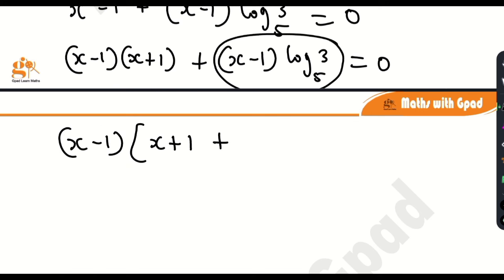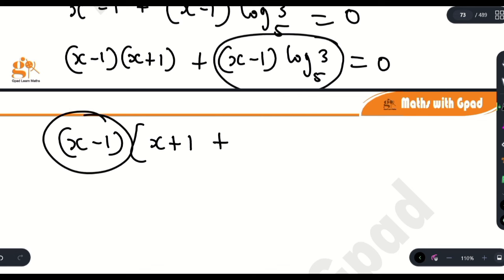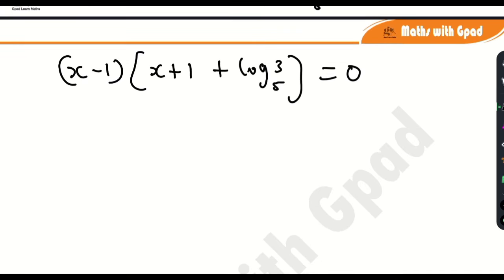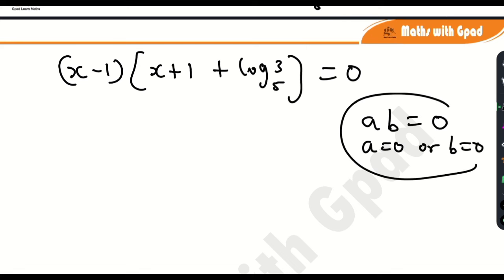If you divide this by x minus 1, you're going to have what? Log 3 base 5. And all is equal to what? 0. Now, it's time to use the zero product rule. If you have a times b is equal to 0, it means that either a is equal to 0 or b is equal to 0. So let's come here and do this. Since this is a product of two factors as we have here, it means that x minus 1 is equal to 0, or all of this is equal to 0.